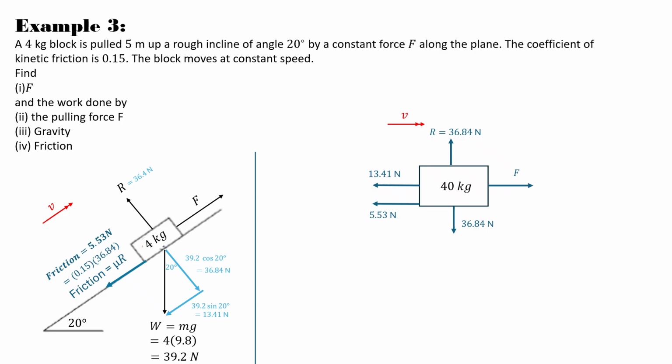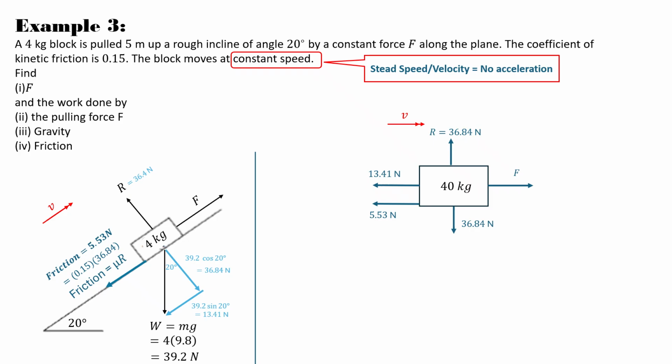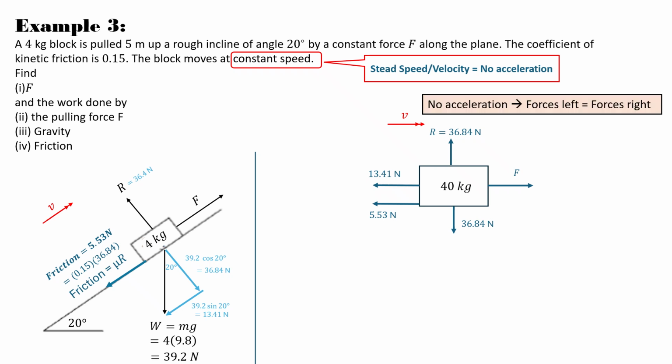So, first question asks us to find F. Now, remember that we were given V, a constant speed, which means there's no acceleration. If we were thinking F equals ma, our resultant force is equal to 0, which effectively means forces to the left equals forces to the right. So this force, F, will have to balance out the two forces to the left, which means it must be equal to 13.41 plus 5.53, which gives us 18.94 newtons. And that's our answer to part 1.